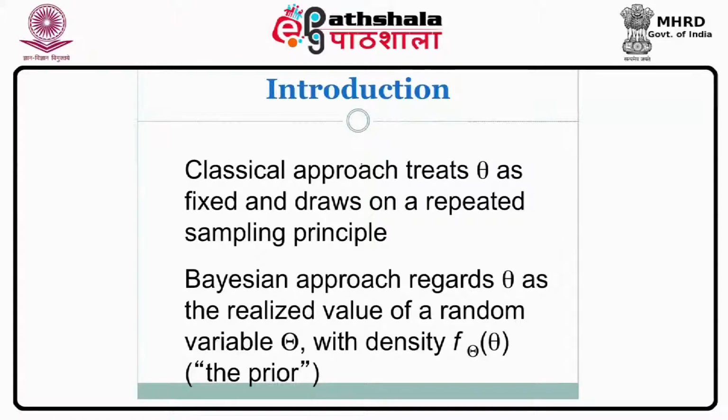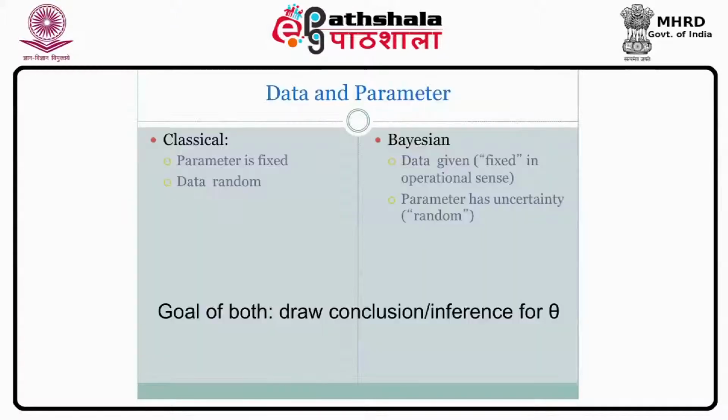But anyways, the classical approach treats the parameter of interest theta to be fixed and draws repeated samples using that fixed theta value, okay? And in the Bayesian approach, theta is regarded as a realized value of a random variable, script theta, which has some distribution or prior distribution with the PDF or density function being f theta.